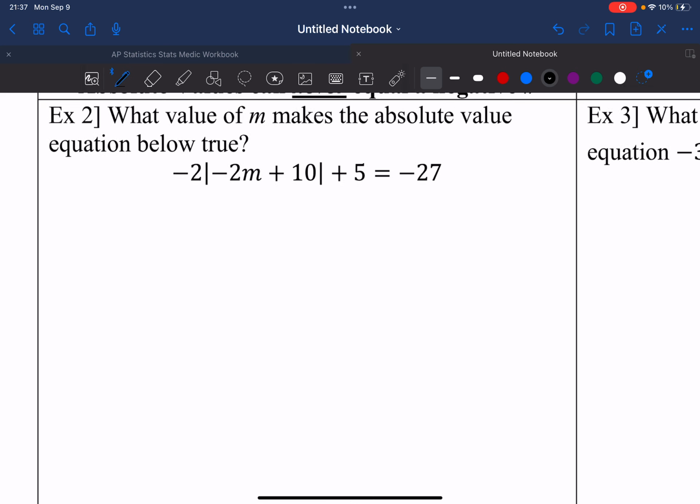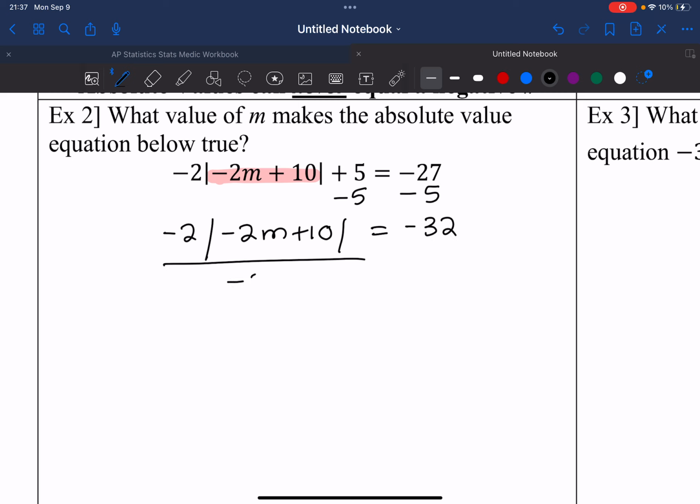Number 2. Notice here that our absolute value bar is no longer isolated. We have a negative 2 on the outside being multiplied, and then we have a 5 on the other side being added. So we need to first get rid of those before we can split our absolute value into two equations. So I'm going to subtract 5 first, and then I have negative 2 times the absolute value of negative 2m plus 10 is equal to negative 32.